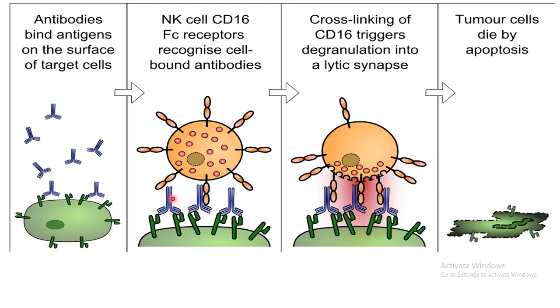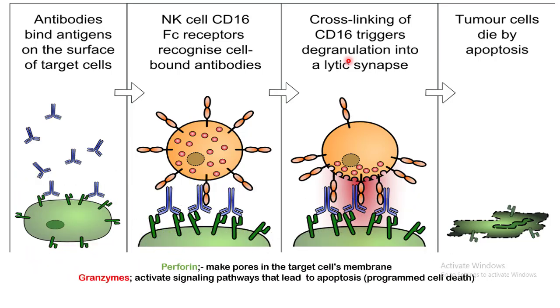Once they bind over here, they are going to go for the degranulation. And when the natural killer cell or the macrophages go for the degranulation, they are going to release important components. The first component they are going to release is known as the perforin, and these perforins are responsible for making pores in the target cell membrane. And in this particular case, of course, our target cell is a pathogen or it can be a tumor cell. Secondly, once these perforins make pores in the target cell membrane, the second component that the natural killer cell is going to release is the granzymes.